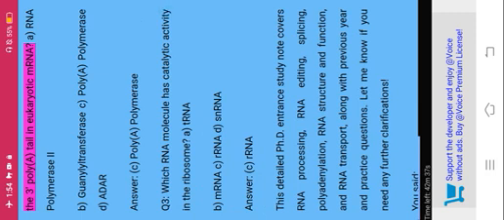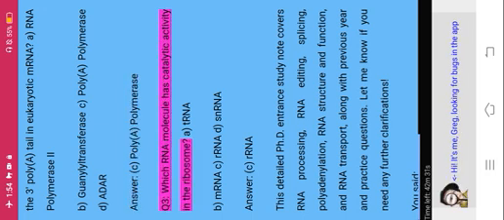Multiple choice questions, MCQs. Q2. Which enzyme catalyzes the addition of the 3' poly A tail in eukaryotic mRNA? A. RNA polymerase 2. B. Guanylyltransferase. C. Poly A polymerase. D. ADAR. Answer: C. Poly A polymerase. Q3. Which RNA molecule has catalytic activity in the ribosome? A. tRNA. B. mRNA. C. rRNA. D. snRNA. Answer: C.